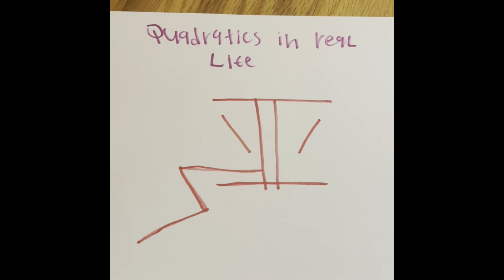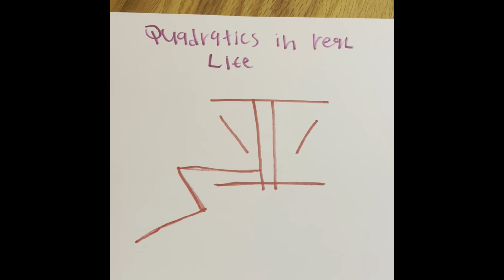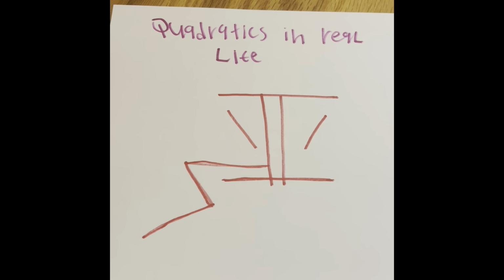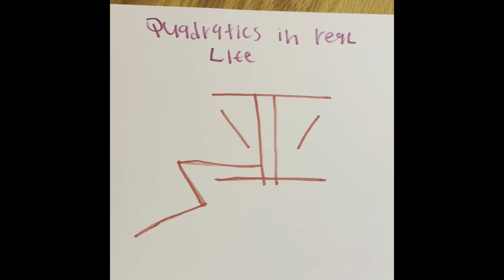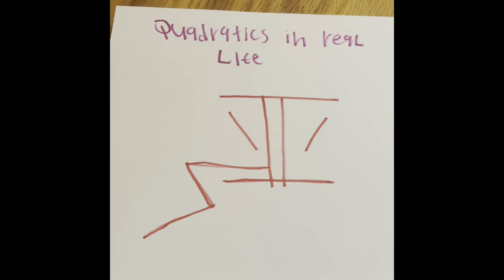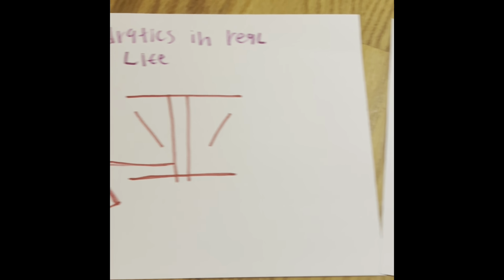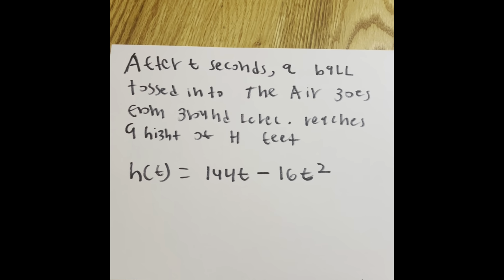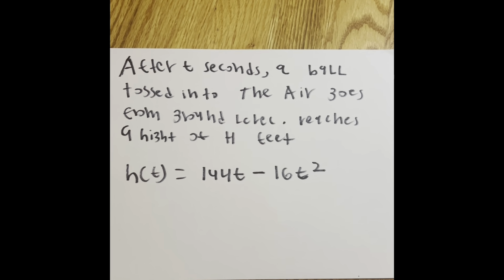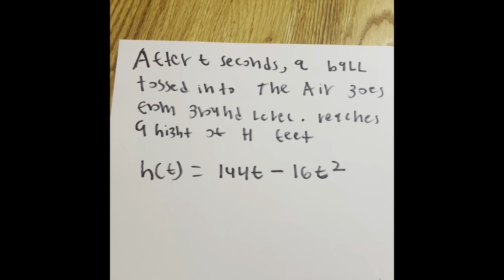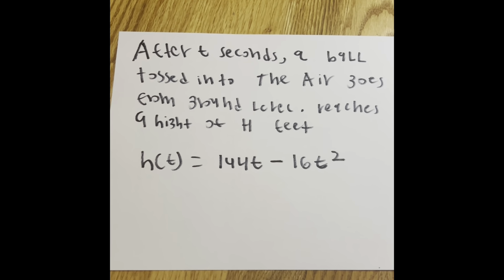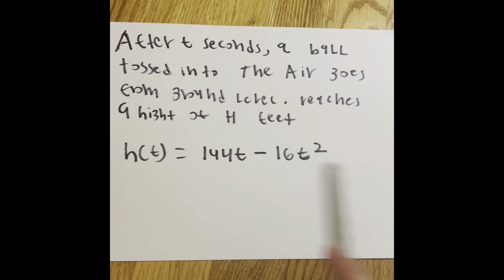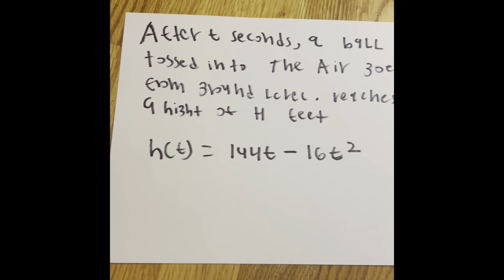So what we're going to do is solve a few problems here and there that represent all the different work we've been doing in the past few videos, and we're going to see how it really applies. So here's what happens. After t seconds, a ball tossed into the air goes from ground level and reaches a height of h feet. This isn't the entire question, because this is just giving us information that t is seconds and h is feet.